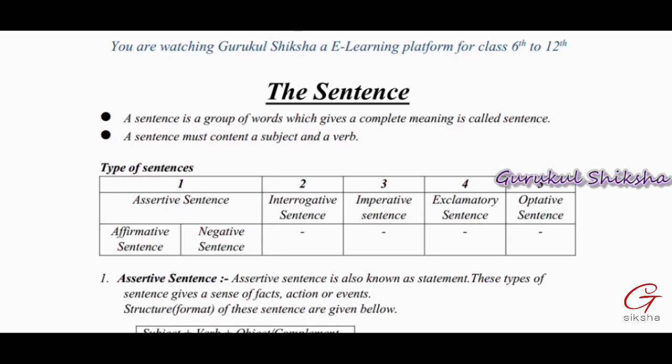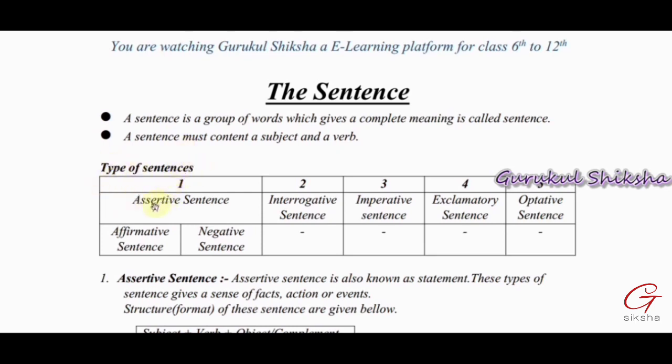Let's start. As I told you earlier, the definition of a sentence: a sentence is a group of words. That means two or more words come together and form a group that forms a meaningful line. That line is called a sentence.